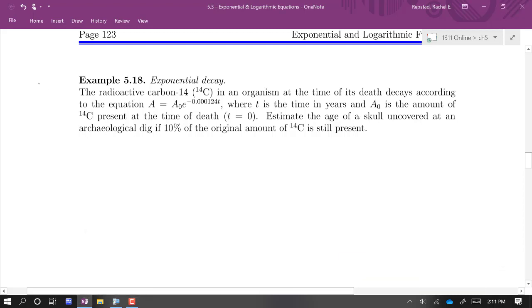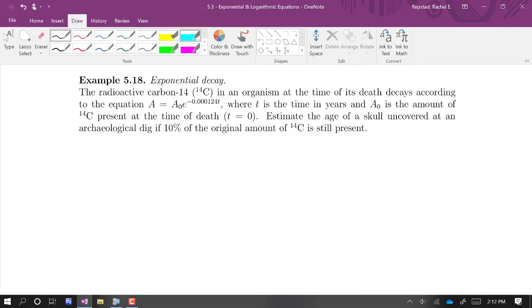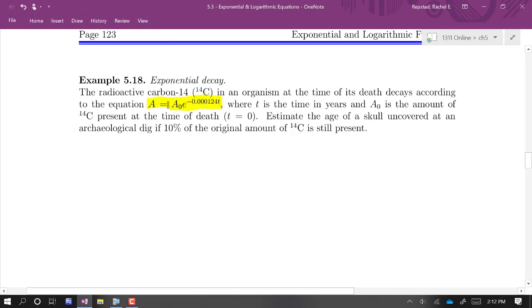All right, our next example is an application. One area in which you see exponential functions used to model problems occurs in exponential decay, like carbon dating a fossil or something. So here they've given us an equation. They say that the radioactive carbon-14 in an organism at the time of its death decays according to the equation given here, where t is the time in years, and A naught is the amount of carbon-14 present at the time of death. That's when we start time. So t is equal to 0 there.